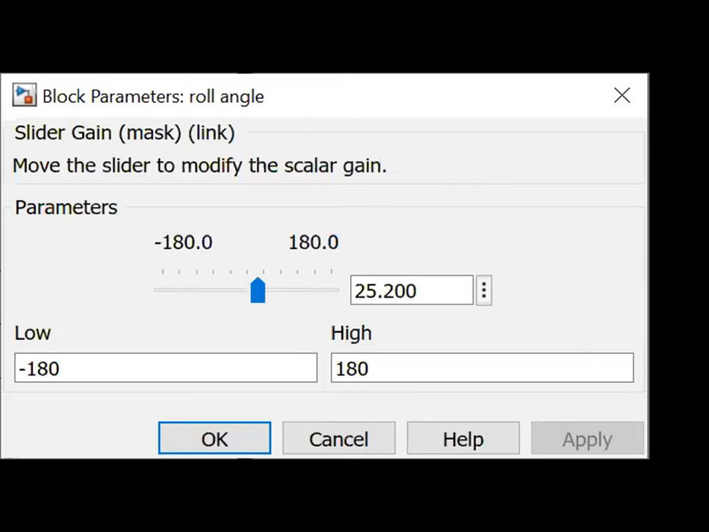And all the dimensions for the aircraft are given to you. And that's it for today. I am going to stop here, and I will stop recording.